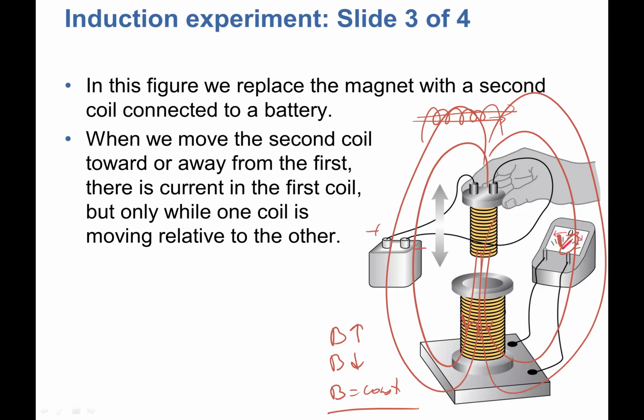Again, when we move the second coil toward or away from the first, there's a current in the first coil, but only while one coil is moving relative to the other. That means I can hold the secondary coil stationary and move the primary toward the secondary coil, and I will get the same result.